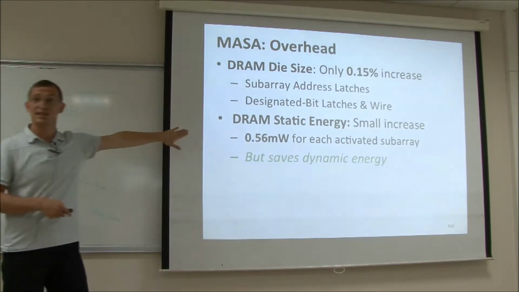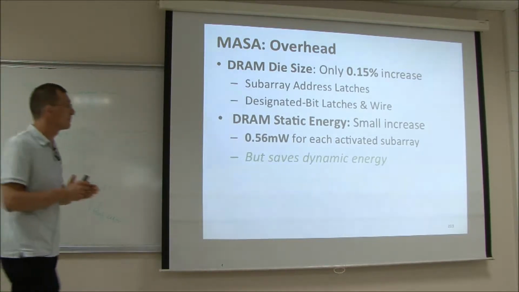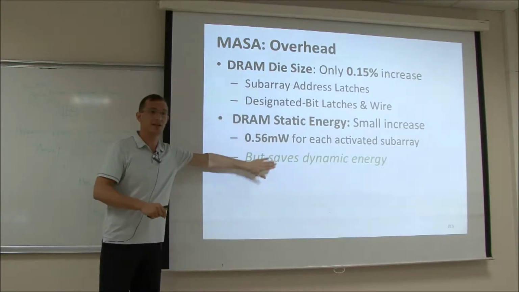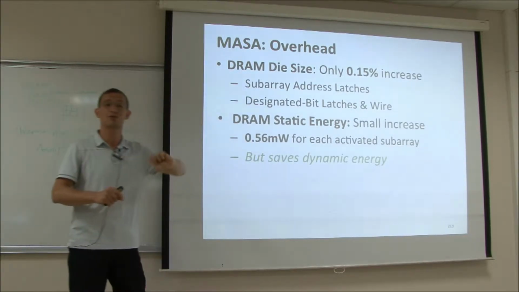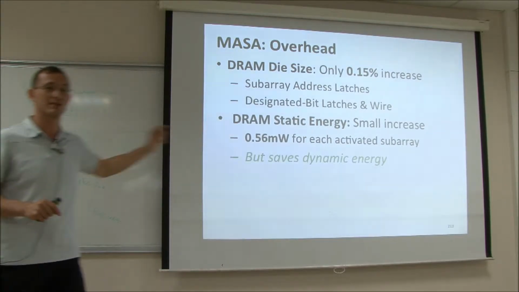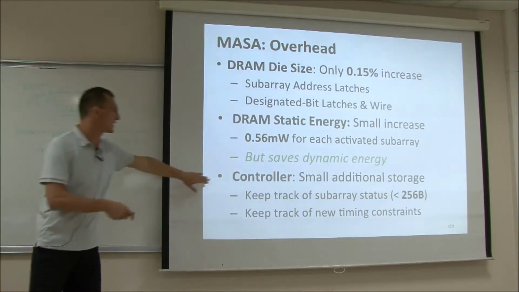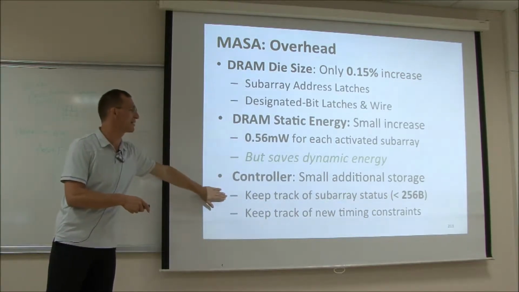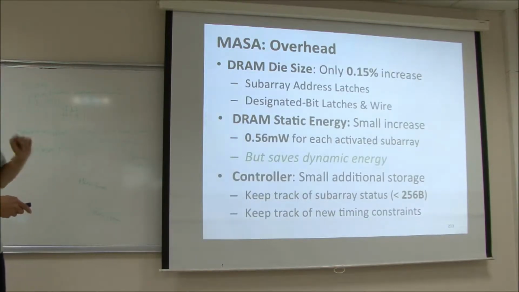DRAM static energy increases because you activate a subarray and you lose static energy. But the hope is that the fact that you've activated many subarrays enables you to save dynamic energy because you're reducing the switching penalties. And we will see that in the results. And control, actually it's here basically. There's additional storage to keep track of the subarray status and keep track of new timing constraints. And you can read more about that in the paper.